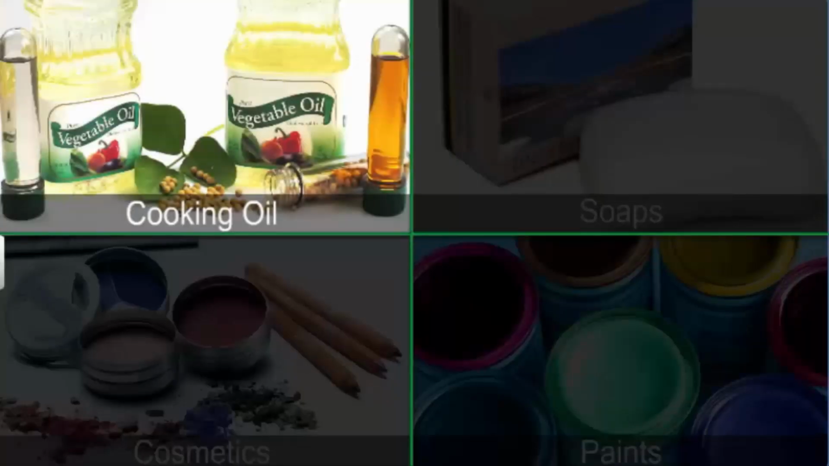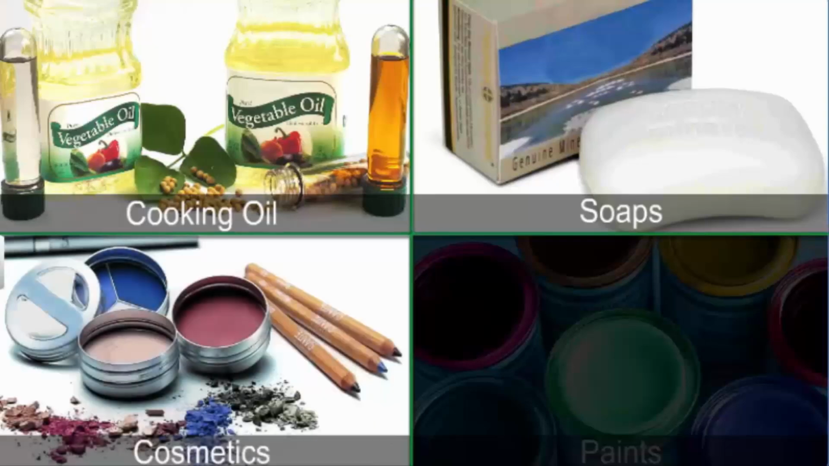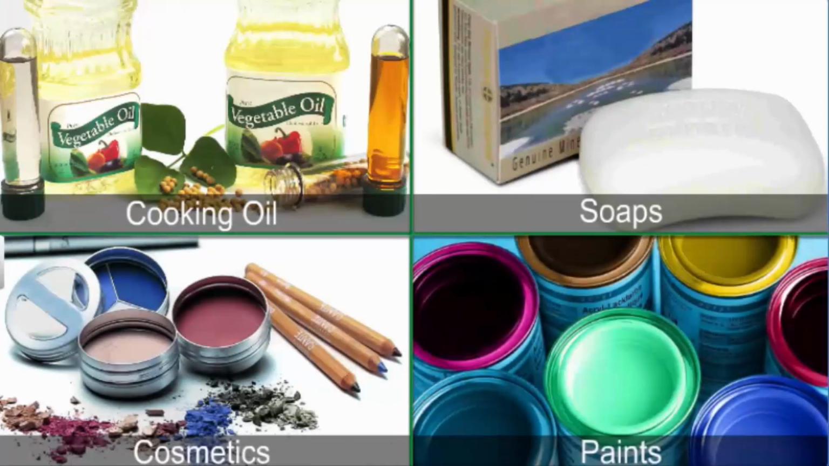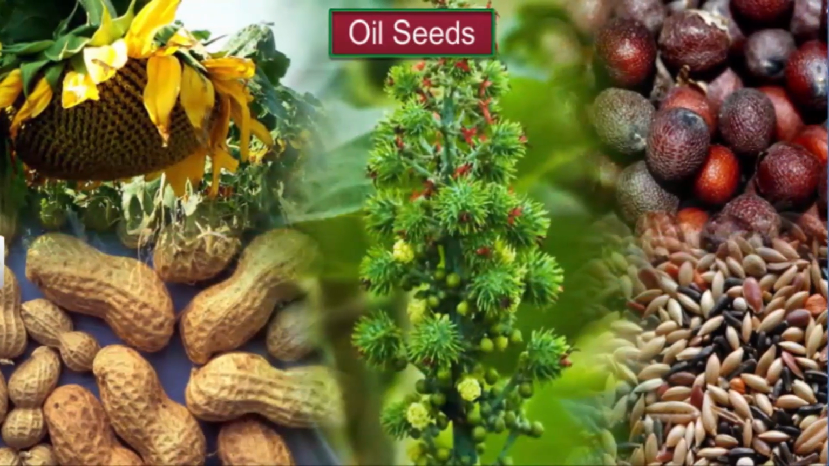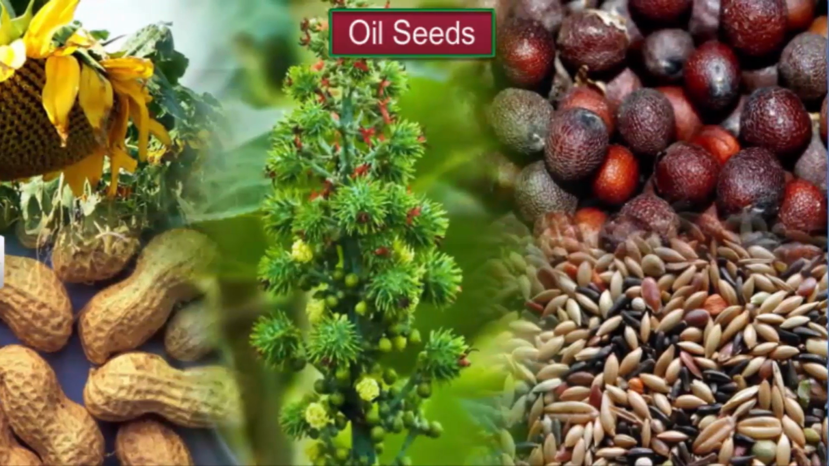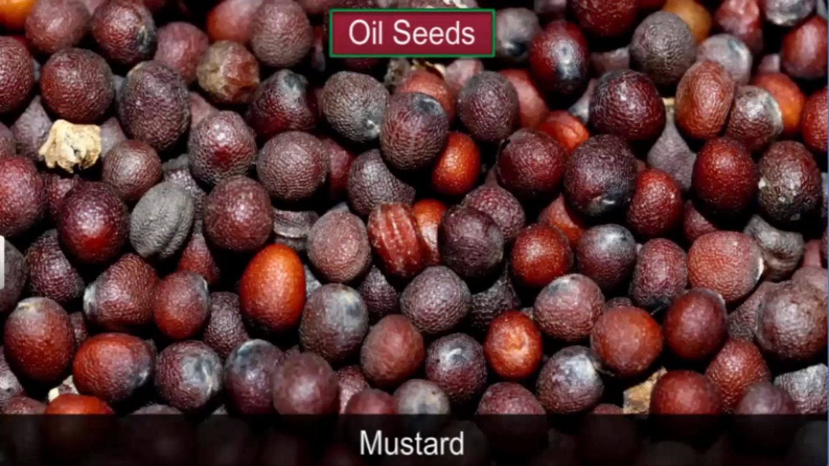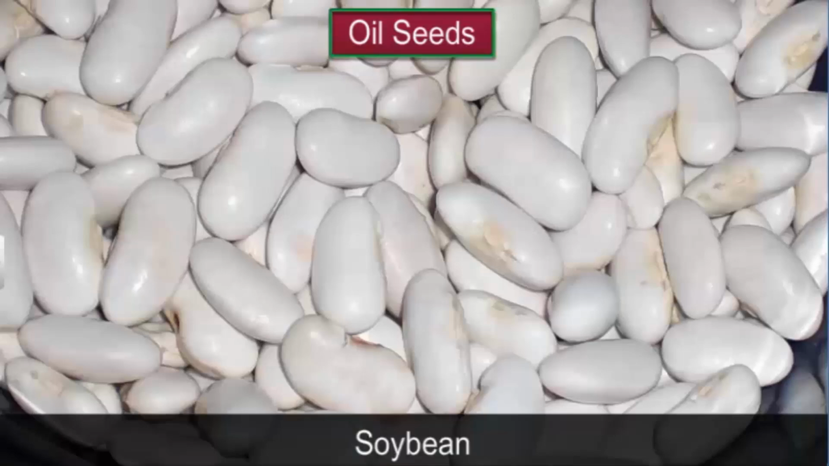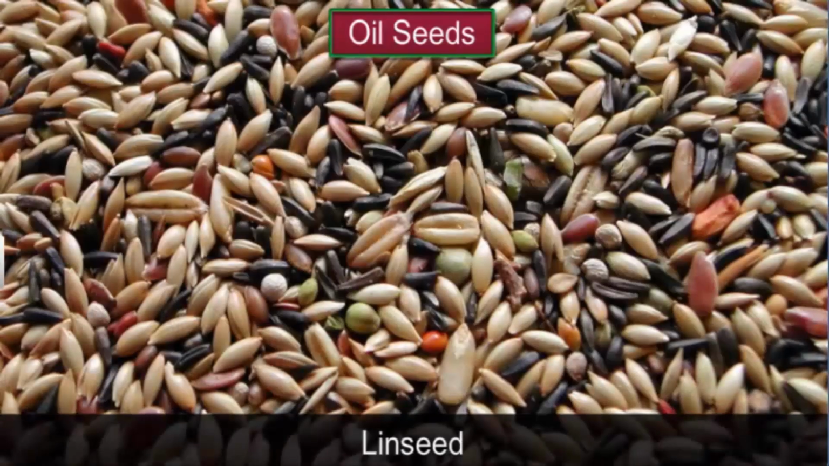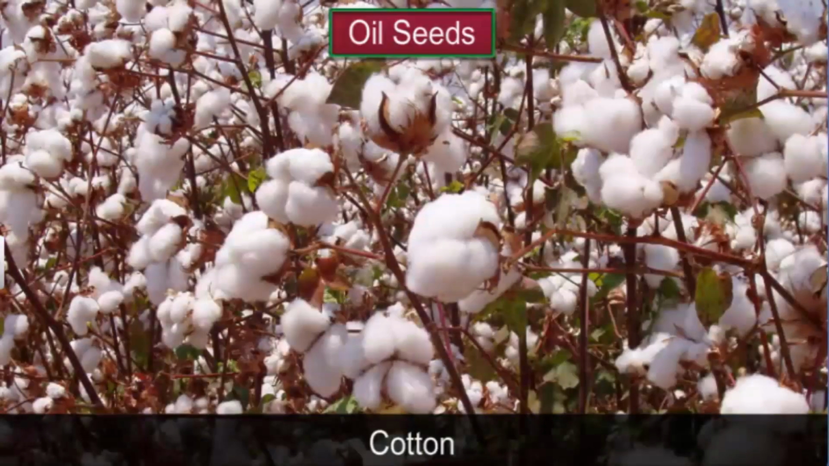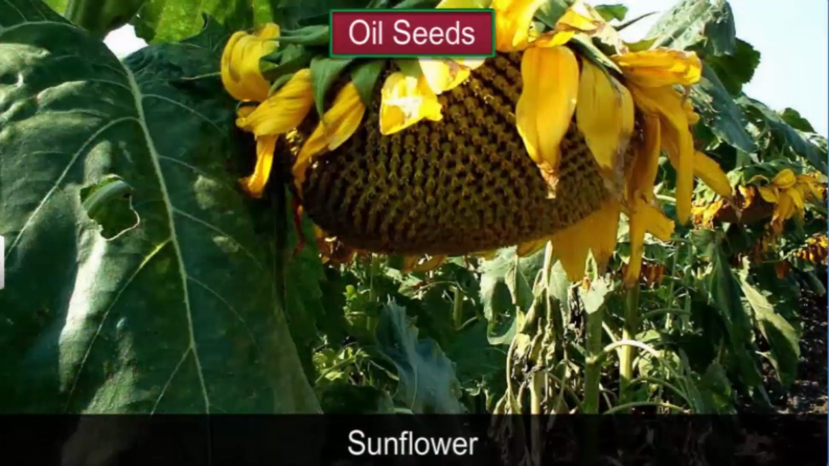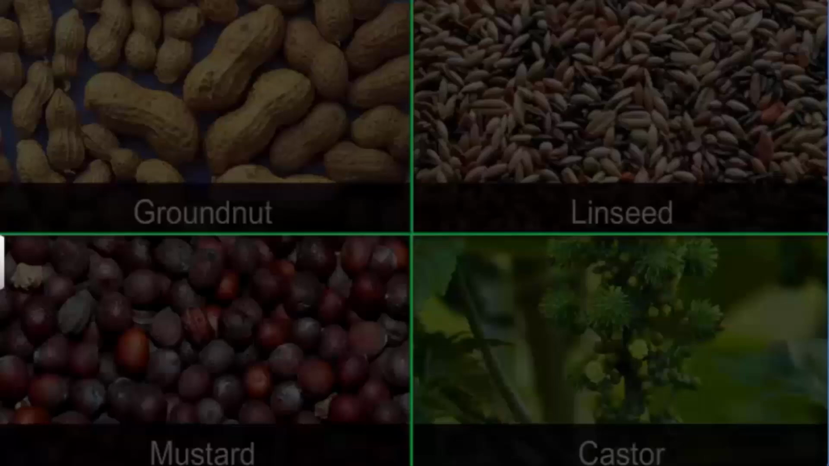When you buy cooking oil, soap, cosmetics or expensive wall paint, you are buying a product made from vegetable oil extracted from crops called oil seeds. Groundnut, coconut, mustard, sesame, soybean, linseed and castor, cotton and sunflower seeds are major oil seeds cultivated in India. Oil seeds are grown in both the Rabi and Kharif seasons.